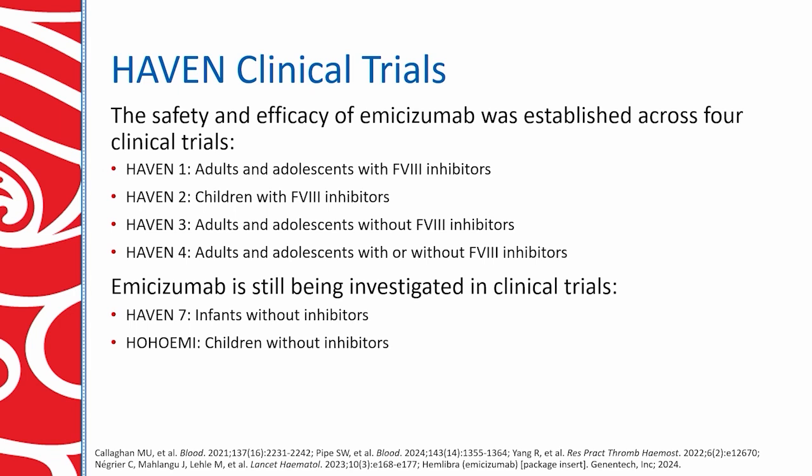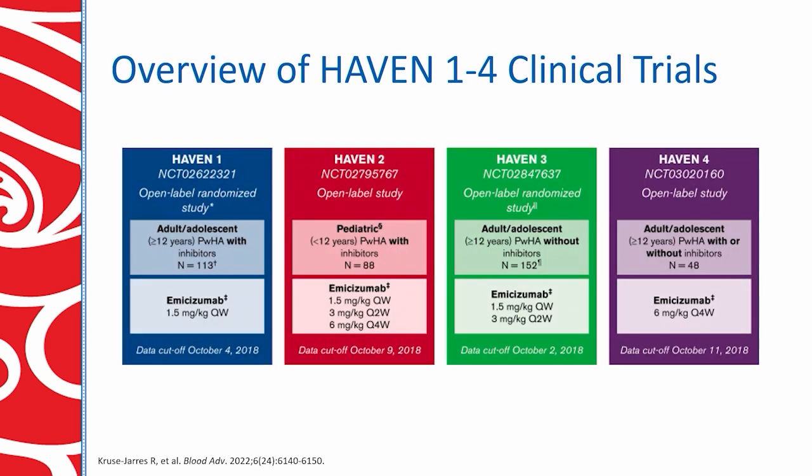And as you can see on the slide, with different types of population. And more recently, the HAVEN 7 study, a very important one in my view, studied if this agent could be started very early in life, because clearly the intention is to prevent joint damage as early as possible. This is a busy slide, but it shows the different populations, and it made sense to have different trials because this is a heterogeneous population.